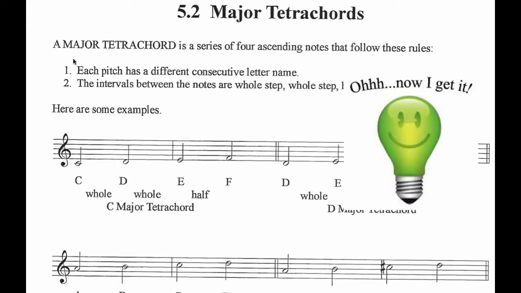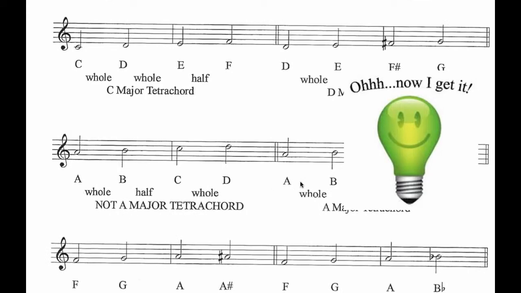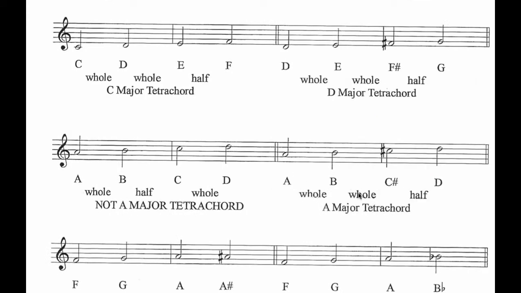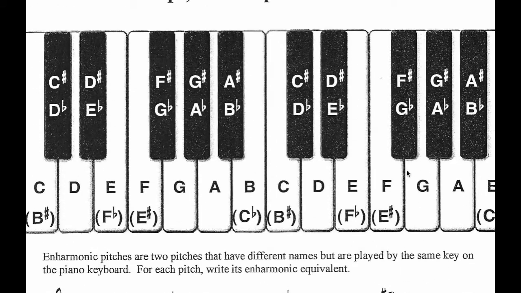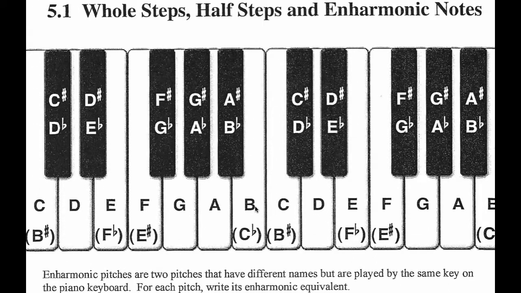That is a major tetrachord. So, whole, whole: B to C sharp is a whole step, and then a half step from C sharp to D. Use your piano chart up here, if you don't have it memorized yet, to use that pattern to form major tetrachords. So if we started on D, we would do D, E is a whole step, F sharp is a whole step, half step to G. D, E, F sharp, G is a major tetrachord.